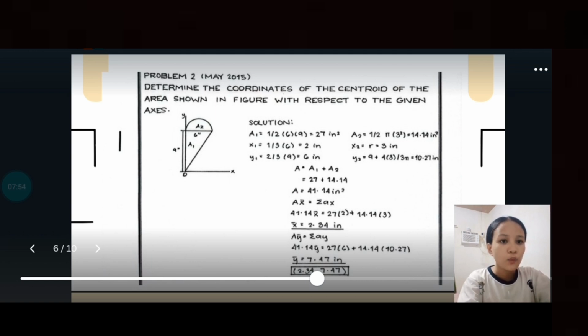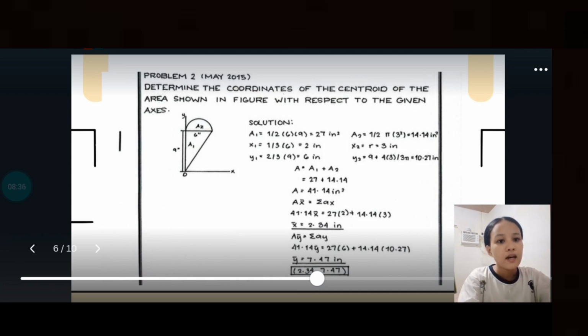For x1, 1/3 times 6 is equal to 2 inches. For y1, 2/3 times 9 is equal to 6 inches. For A2, it is equal to 1/2 pi times 3 squared, which is equal to 14.14 square inches. And then for x2, which is also equal to our r, it is 3 inches. So y2 is equal to 9 plus 4 times 3 over 3 pi, which is equal to 10.27 inches.